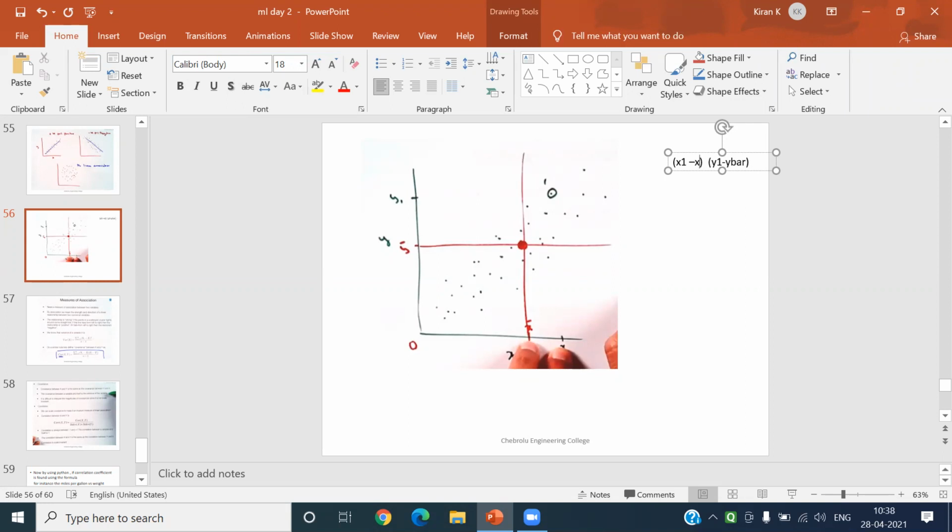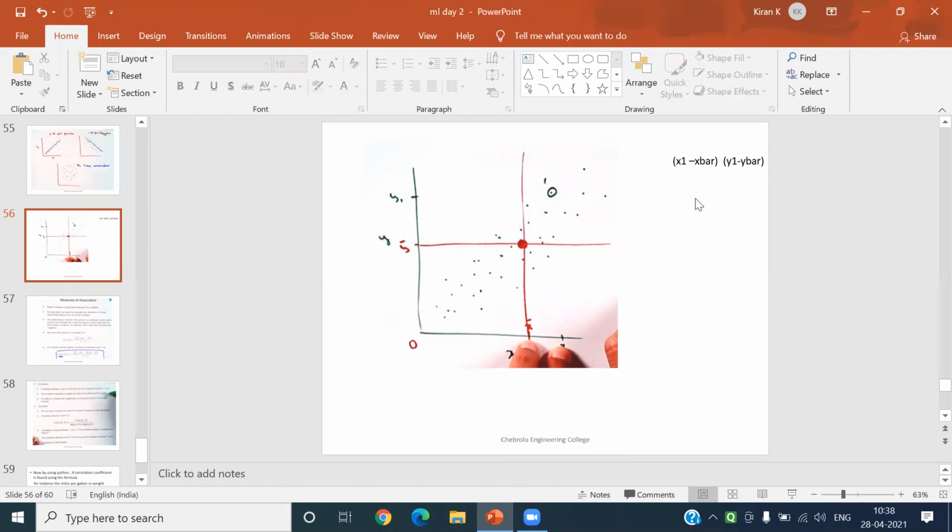Similarly, x bar. So the variance of this particular point is x1 minus x bar, and for y it is y1 minus y bar. So for this particular point, the x variance is x1 minus x bar, and the y variance is y1 minus y bar. So good.